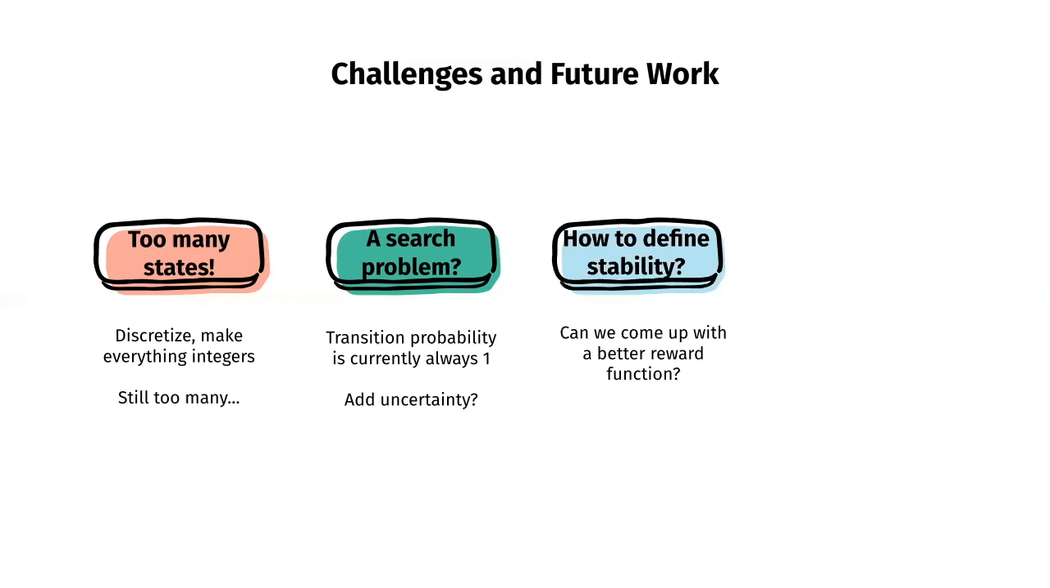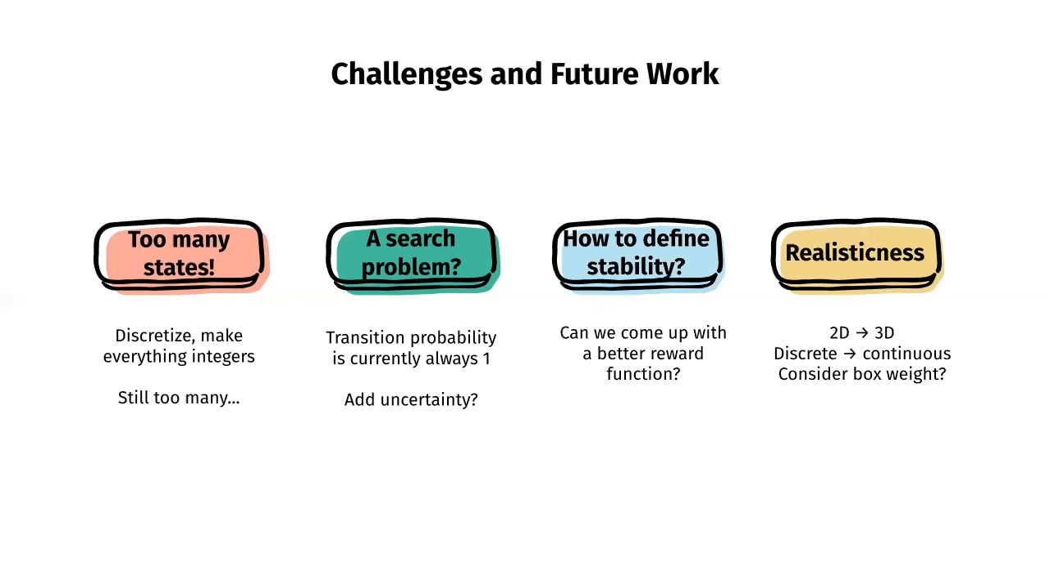We had a hard time defining stability. Currently, it's just based on the vertical gaps, but we could improve by incorporating physics simulation. And finally, we simplified the problem a lot to reduce the number of states. In the future, we could try to find ways to make it more realistic, for example, by considering the box weight, and maybe a stack would fall when heavy boxes are at the top.